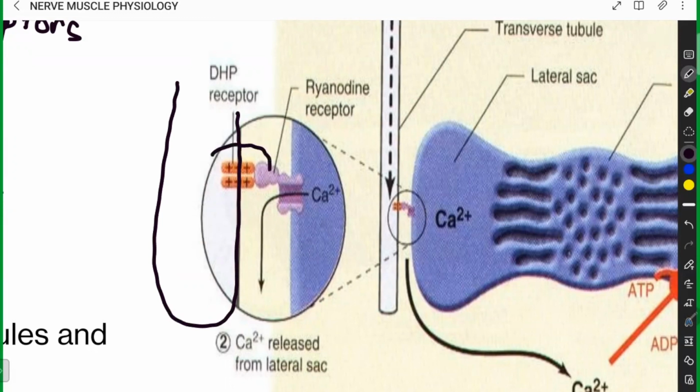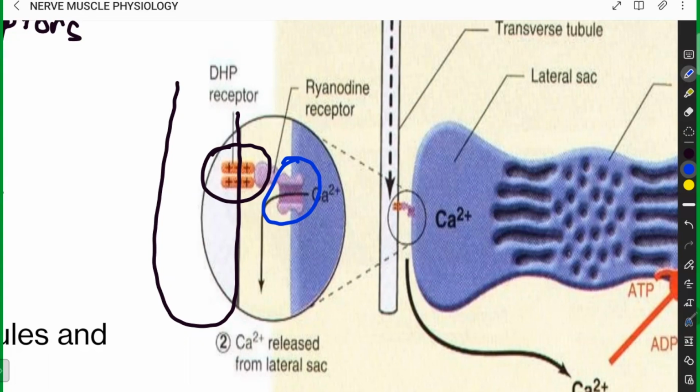At this place you're going to have one receptor. At this place you're going to have another receptor. The receptor present in the T tubule is called the dihydropyridine receptor, and the receptor present in the sarcoplasmic reticulum opening is called the ryanodine receptor. The T tubule has a voltage gated calcium channel, and the one in the sarcoplasmic reticulum is the ryanodine receptor, which is a mechanically gated calcium channel.